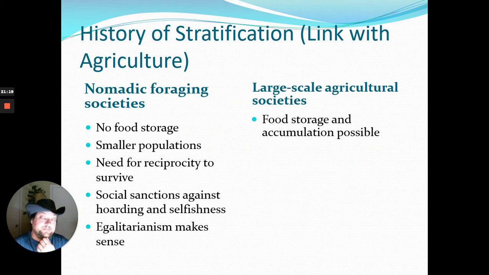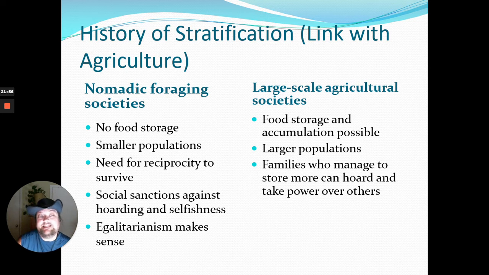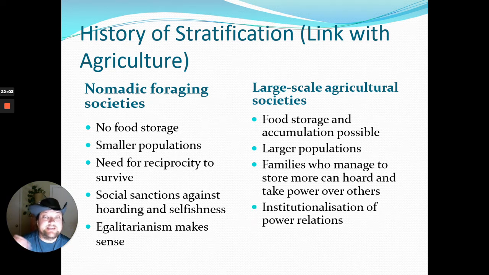And so then when you start to see some societies that start practicing agriculture, especially larger scale agriculture later on, because those early planting societies who practiced small scale cultivation were still pretty egalitarian, as more recent societies that have practiced small scale agriculture have been relatively egalitarian. So then when you started to get large scale agriculture with larger populations, you start to have the accumulation of stuff. Food storage is possible, again, larger populations, and then some families can manage to store more and hoard and take power over other people. And then you start to have over time the institutionalization of these power differences.